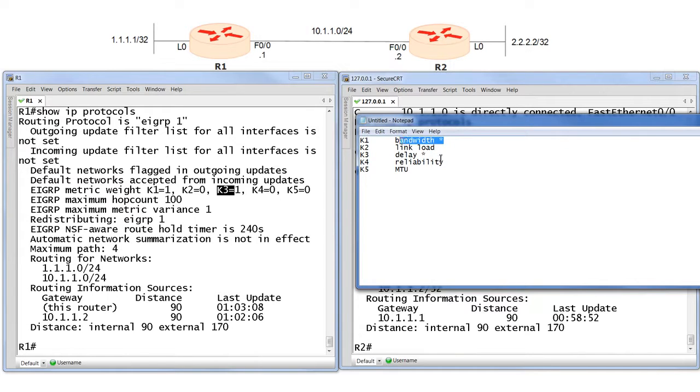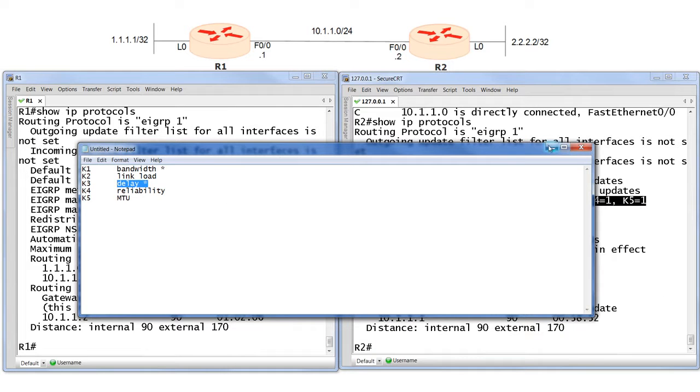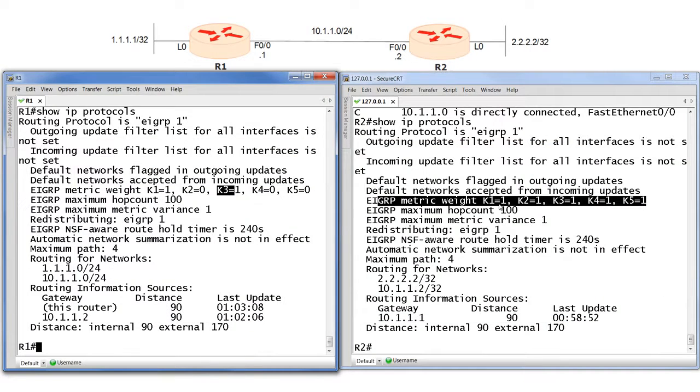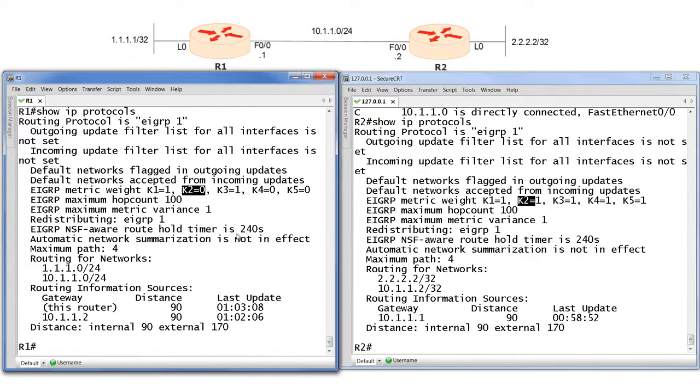So we use bandwidth and delay, but on this router, yes, I changed it and I said, can you be so nice and use K2, K3, K4, K5, K1, just everything. And EIGRP doesn't like it. You have to match, you have to have the same values for your metric on both routers. Does that make sense? So if you say, I want to include this value on R1, well, you have to include it over here as well. If you include it here, you can't say, no, I don't want to have it here.